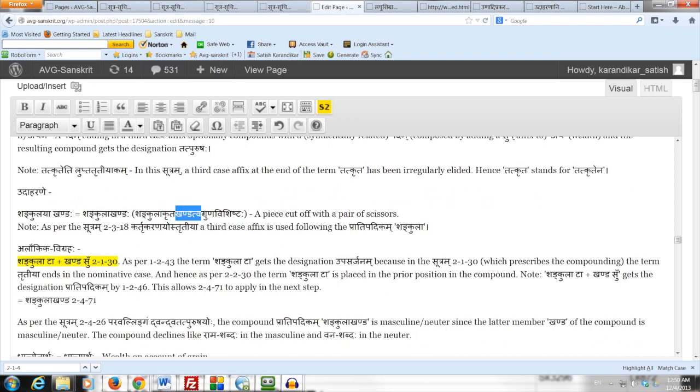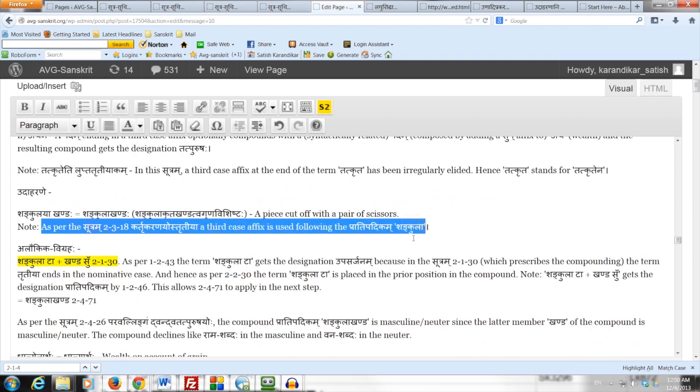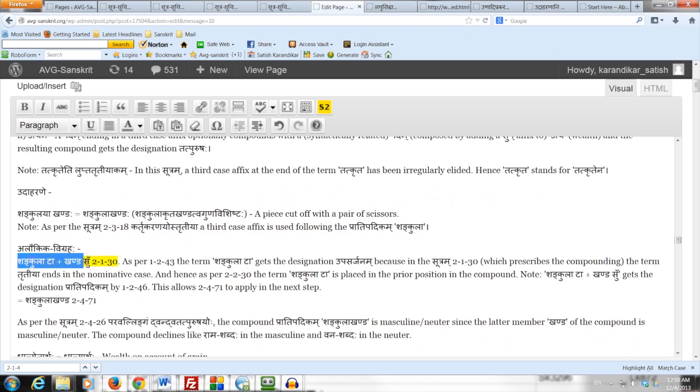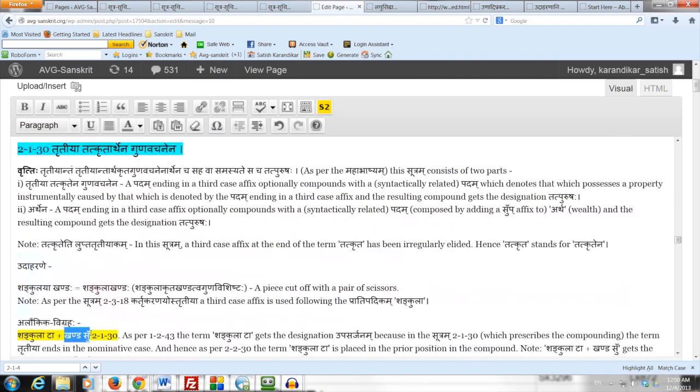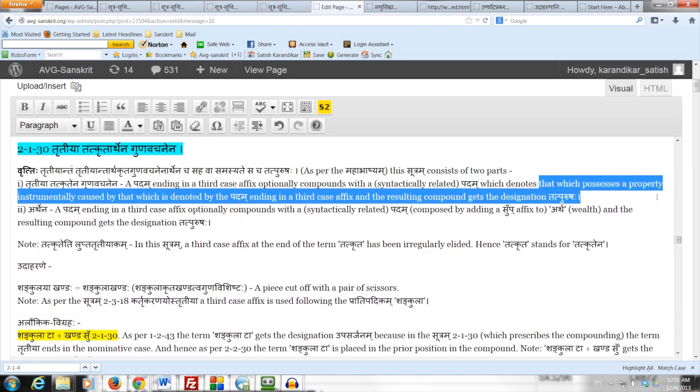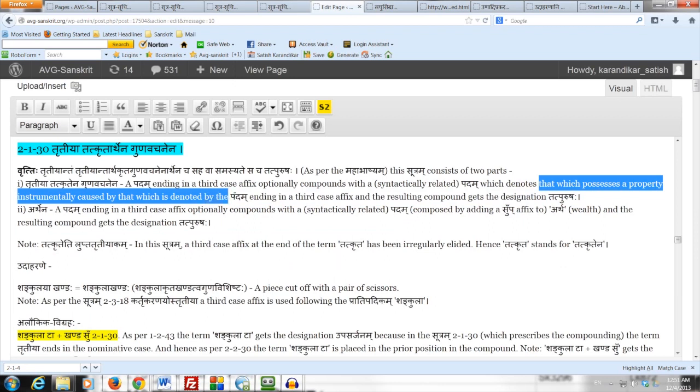Note here says that as per the Sutram 2.3.18, Kartru Karanayos Tritiya, a third case affix is used following the Pradipadikam Shankula, which is the Karanam. The alaukika vigraha vakyam is Shankula Ta Tritiya Ekavachanam plus Khanda Su, compounding authorized by this Sutram 2.130, because we do have a Tritiyantam Padam Shankula Ta compounding with another Padam Khanda Su, which denotes that which possesses a property Khandatvam, piece-ness, which is caused by the thing denoted by the Tritiyantam Padam. So conditions for applying 2.130 are satisfied.